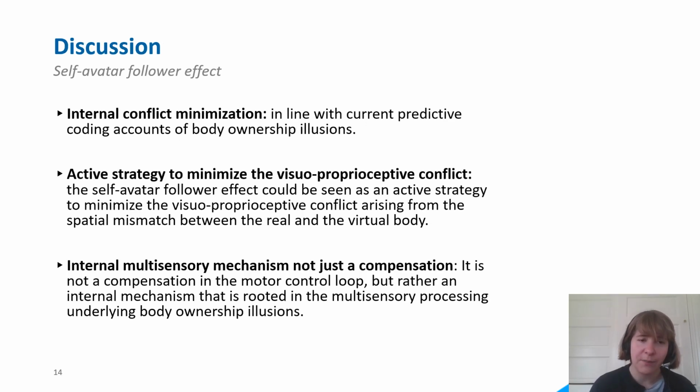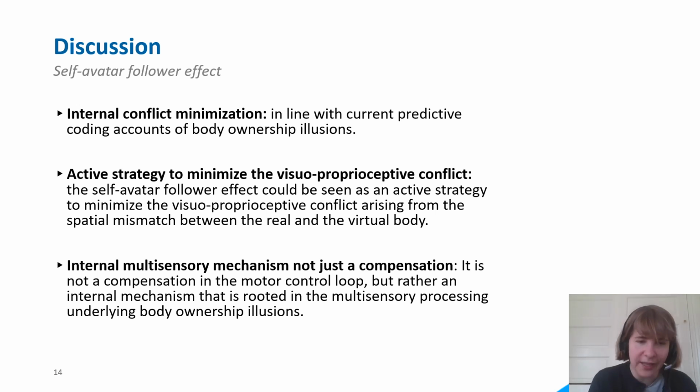I want to finalize by adding some discussion on why or how we think this follower effect works on the neuroscience side of things. First of all, it's clear that there is an internal conflict minimization happening, and this is aligned with current predictive coding accounts of body ownership illusions, which are more detailed in the paper, but there is this idea that there is a single unified body, and that's why you need to minimize these conflicts, right?